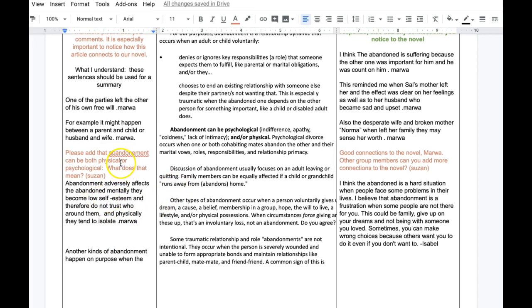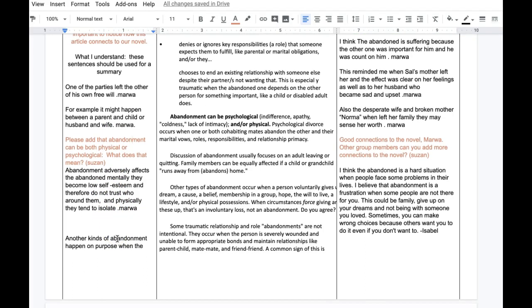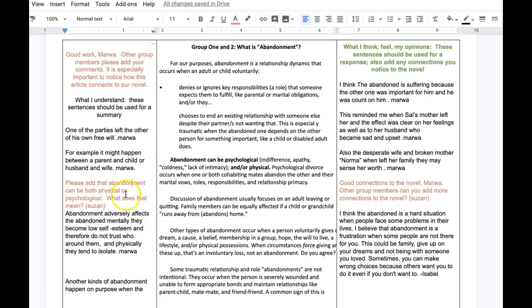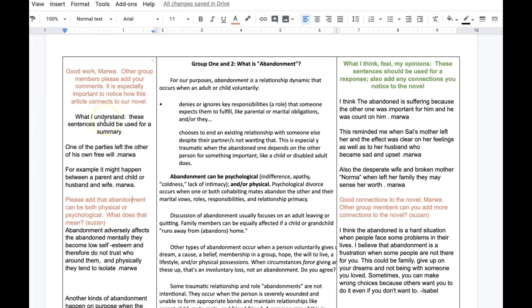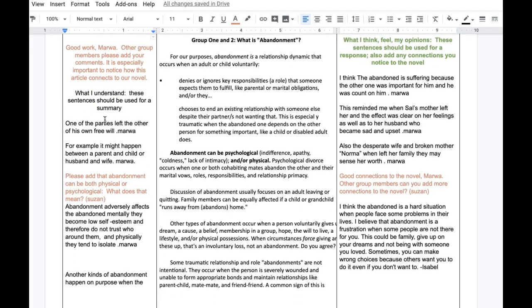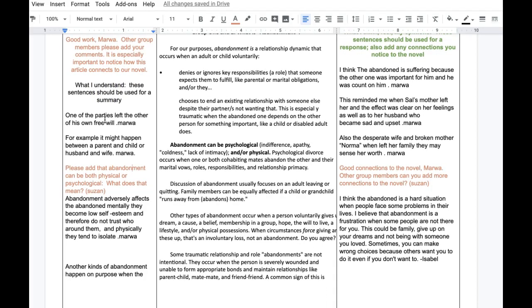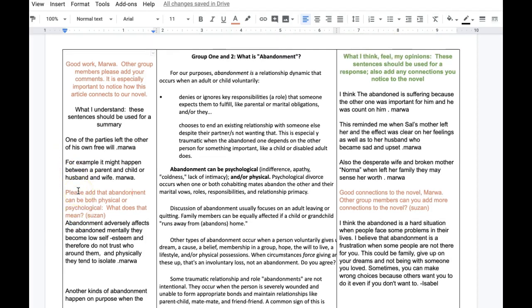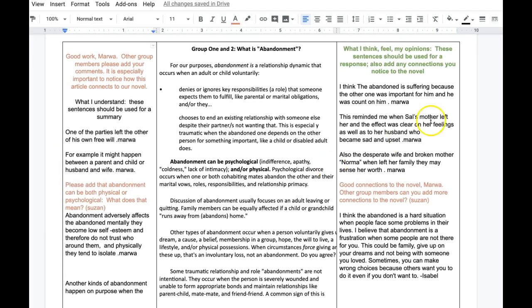I added, sorry, I see that we have a spelling thing here. Okay, so I added a comment here, and I want to make sure that you cover all the facts. On this side, you should also put any vocabulary that you think is important and for your classmates to understand, because we do want to improve our vocabularies. Over here is where you add your opinions. You also should add any connections to the novel.